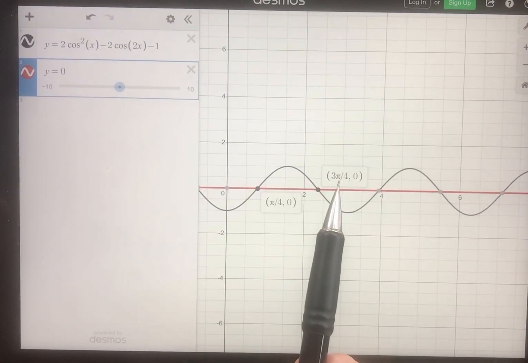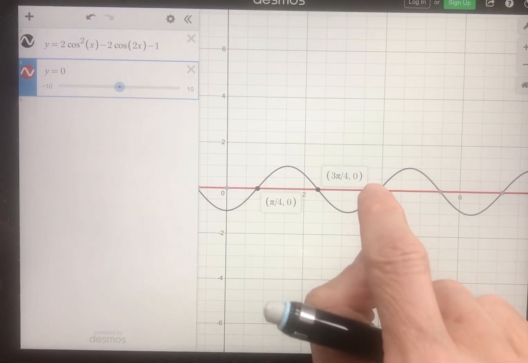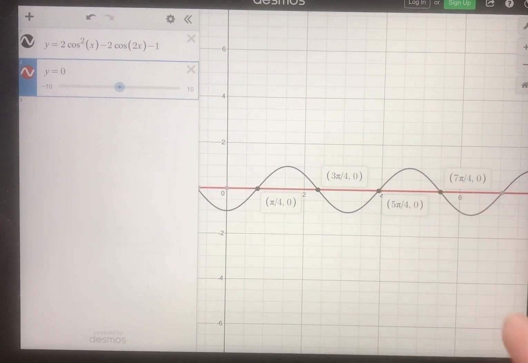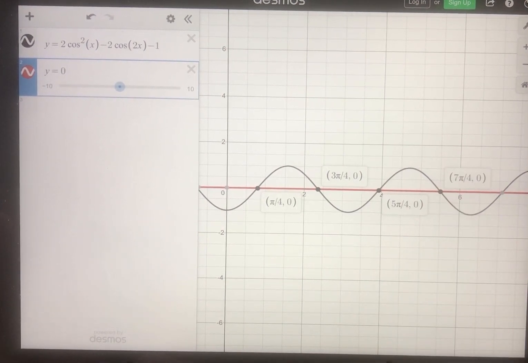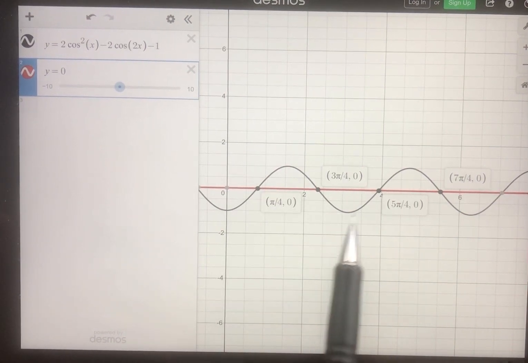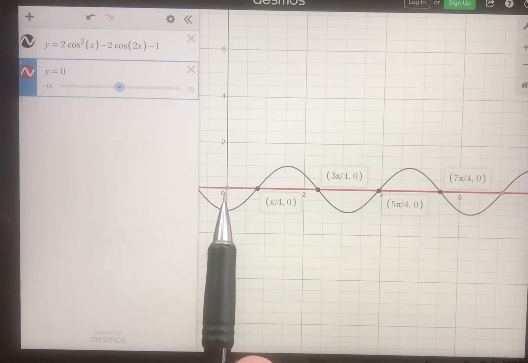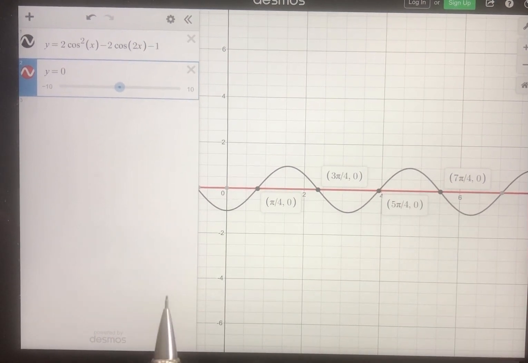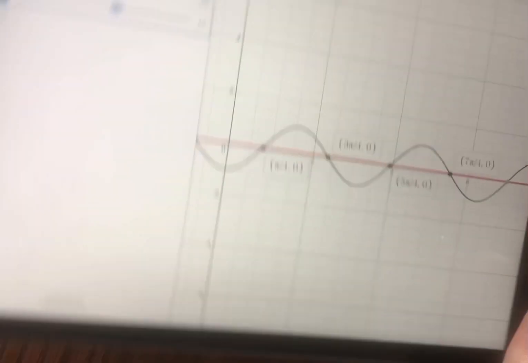That's 3 pi over 4. We had that answer analytically or algebraically. Intersect here. That's 5 pi over 4. And finally, they intersect here at 7 pi over 4. Okay? And so those are the four answers we got algebraically between 0 and 2 pi, which again is right around here. Okay? So same, looking good.